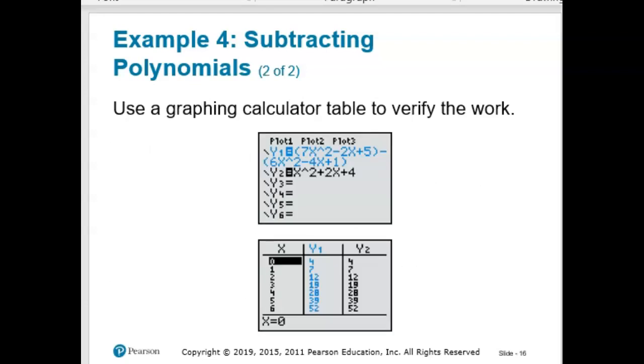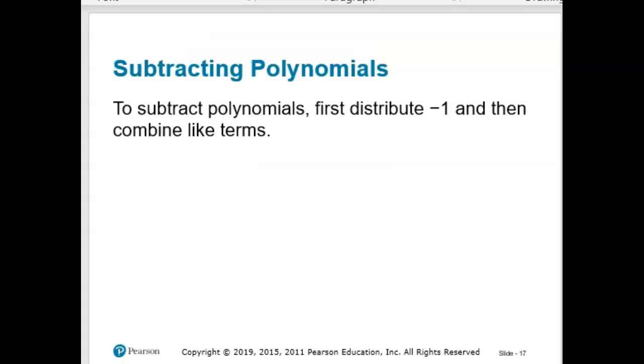Now, you can do some subtraction and take a look at things in your graphing calculator. I'll let you look at that in your book. So just remember, one of the important things about subtracting polynomials is to distribute that negative 1 throughout everything inside the parentheses to the right of it.